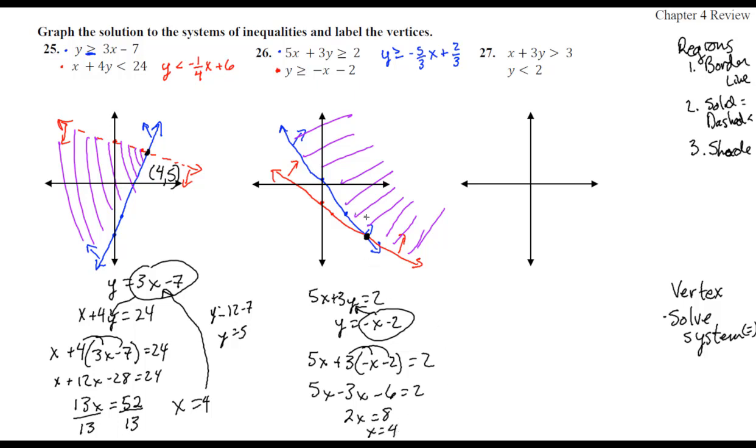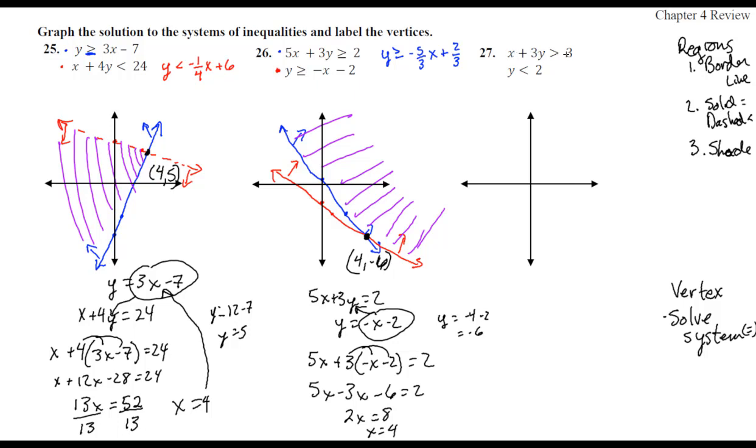So we take 4 and stick it back up here, and we get y equals negative 4 minus 2 equals negative 6. Oh, good. Okay, so this is 4, negative 6. Based on my rough numbers and picture here, I wouldn't have quite guessed that, but that seems about right. 4, negative 6. Excellent. Okay, last one.